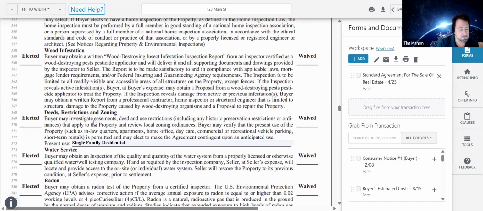All right. Deed restrictions in zoning. Let me back up a minute. Generally, if you're buying this property and it's a residential property, your buyer is buying it as a residential property, do you need to verify with zoning that it's already legally being used the way you want to use it? No. So you can waive this.